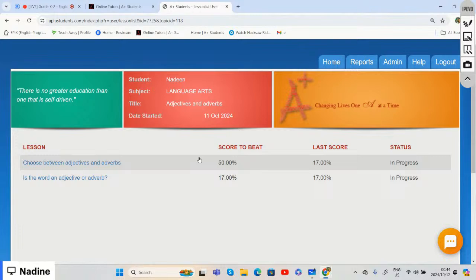But this is now the end of our lesson on adjectives and adverbs. We said an adjective is a word that tells us more about the noun. Adjectives tell us how many and what kind. And then we also have adverbs, right? Adverbs also tell us more about the verb. Adverbs tell us how, when, and where.